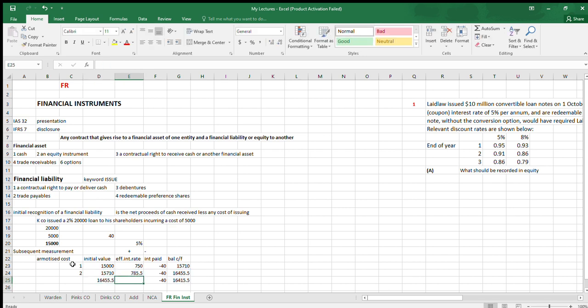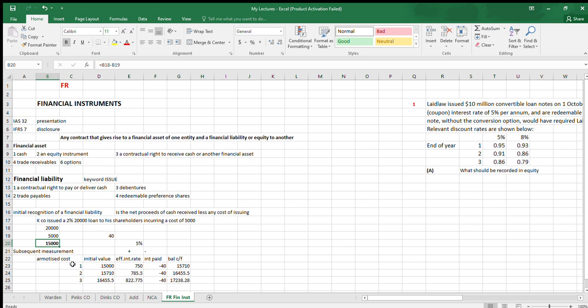You apply your 5% to the initial value. Your 40 is always there. So here is your balance carry forward. So the year they tell you. So this is the amortized cost and this is the initial recognition.